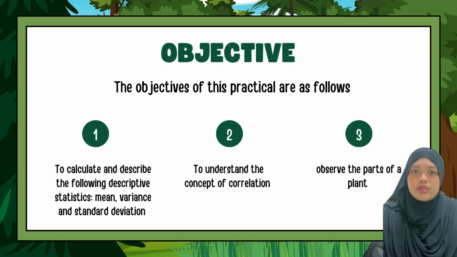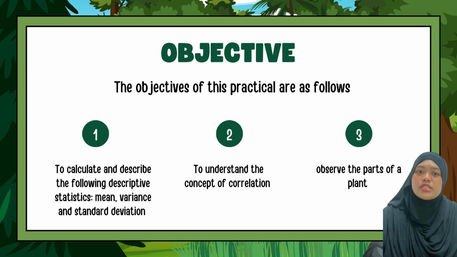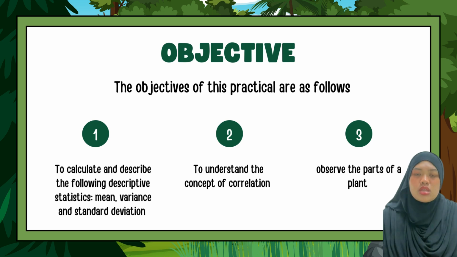In this experiment, we have three objectives. The first one is to calculate and describe the following descriptive statistics: mean, variance, and standard deviation. The second is to understand the concept of correlation. And lastly, the objective is to observe the parts of the leaf or plant.